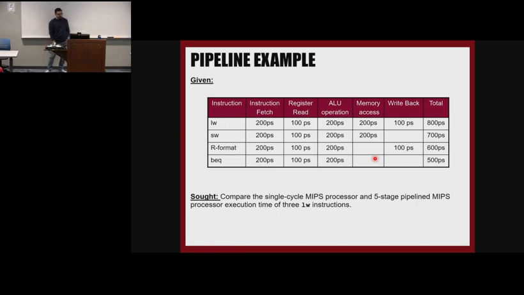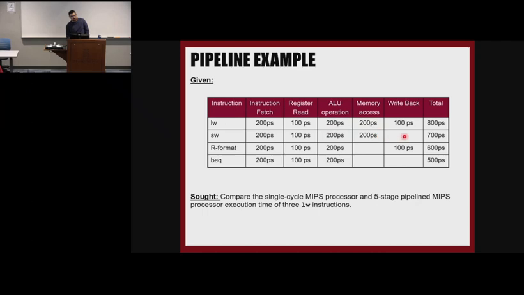We have an example that provides this information about every instruction. The load word instruction involves every step, all 5 stages. For instruction fetch, we need 200 picoseconds. For register read, we need 100 picoseconds. This is just an example, by the way. These numbers are not accurate numbers. ALU operation needs 200 picoseconds, memory access needs 200 picoseconds, and write back needs 100 picoseconds. For load word, we need 800 picoseconds to finish this instruction.